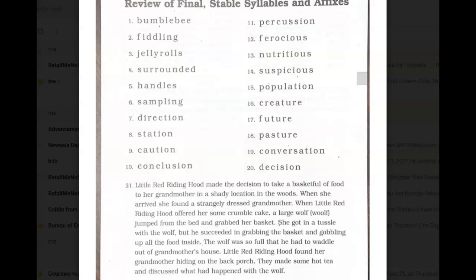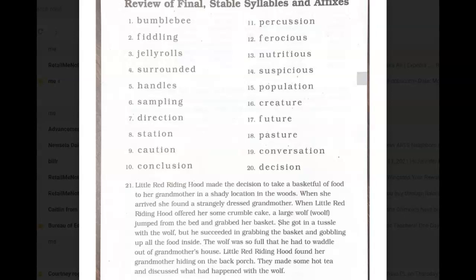Okay, so let's code 1 through 10. First one we have is bumblebee. Remember, we need to look for final stable syllables, prefixes or suffixes, and our patterns, our vowel consonant patterns. So the first one, we have bumblebee.